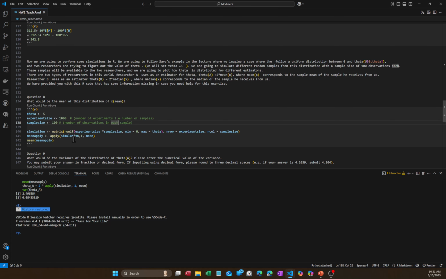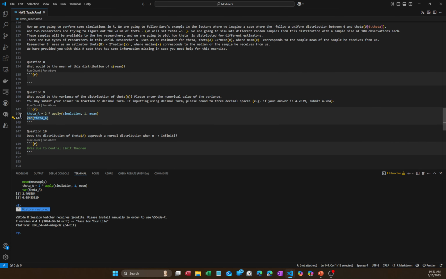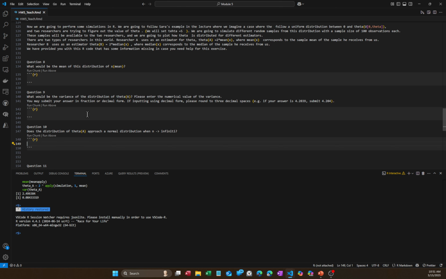So let's remove all this code because we need to write it later. The first question is: what would be the mean of this distribution of x mean? Think for a few seconds. What would be the mean? That's the question we have.